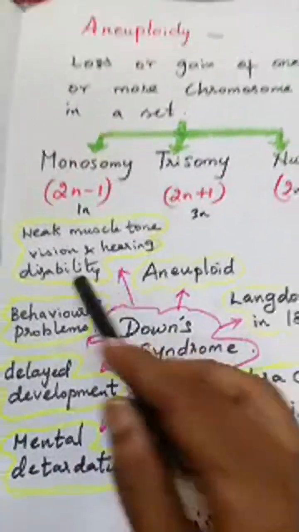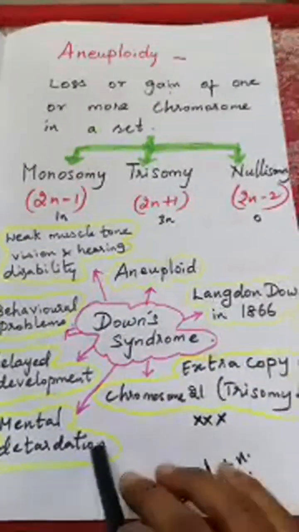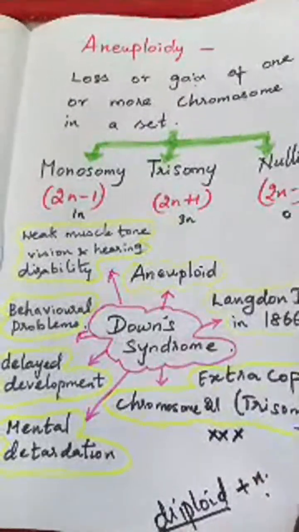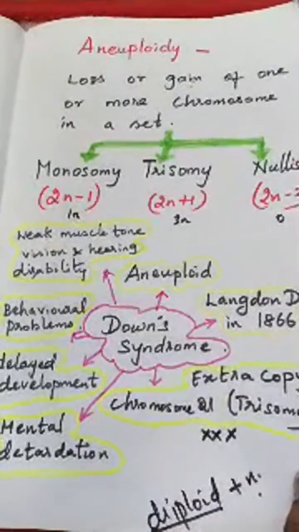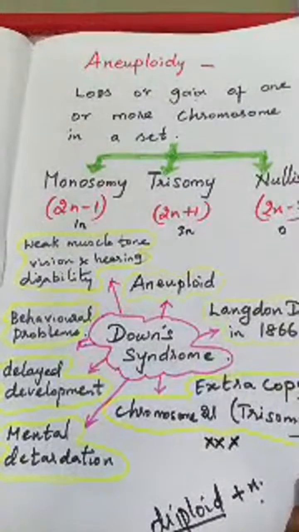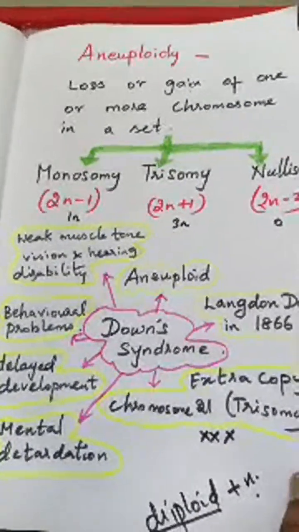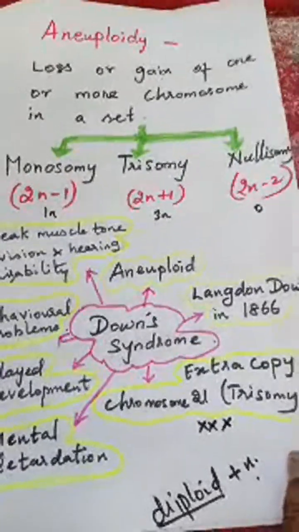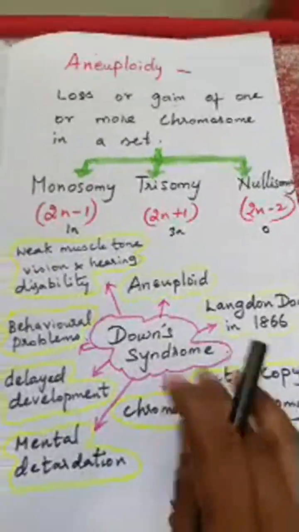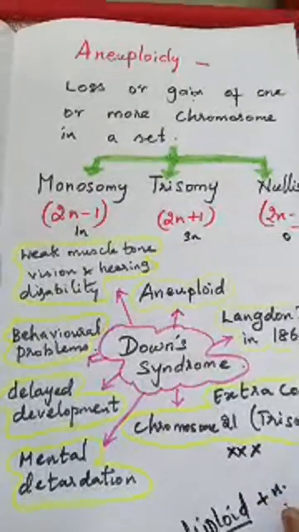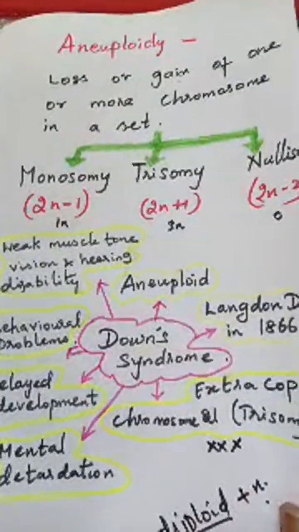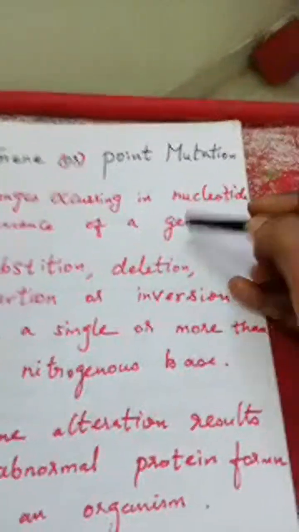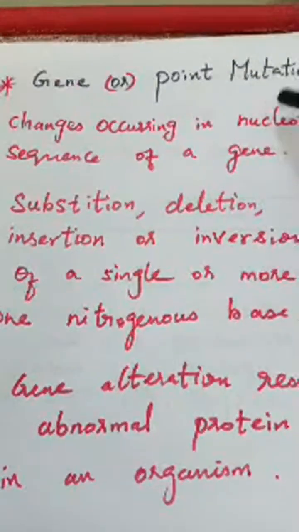Clear? So these are the general symptoms of Down syndrome, which comes under aneuploidy. Aneuploidy comes under chromosomal number mutation, changes in the number of chromosomes. Is that clear? So far we have studied the changes in the structure of chromosomes and then changes in the number of chromosomes. Now let me explain about the gene or point mutation.